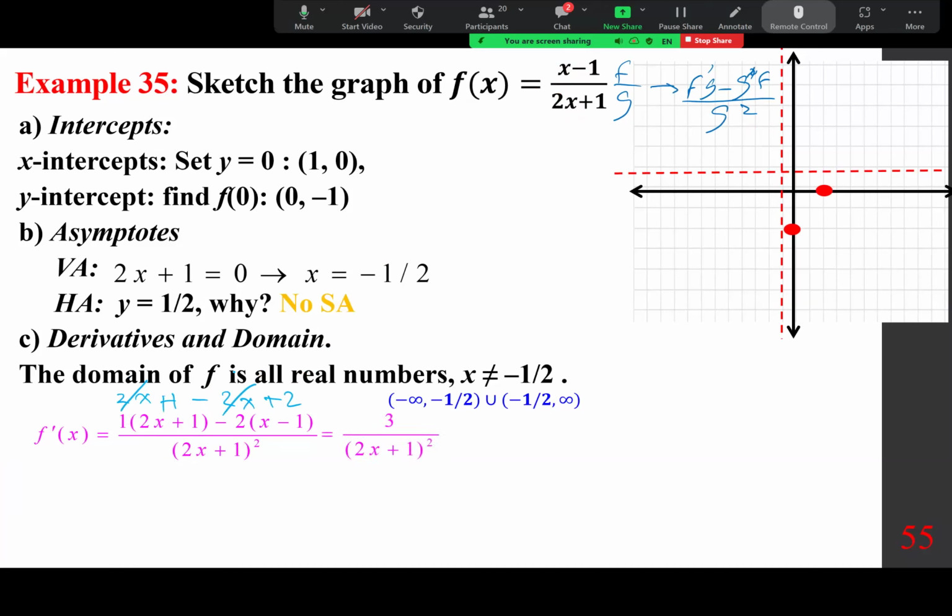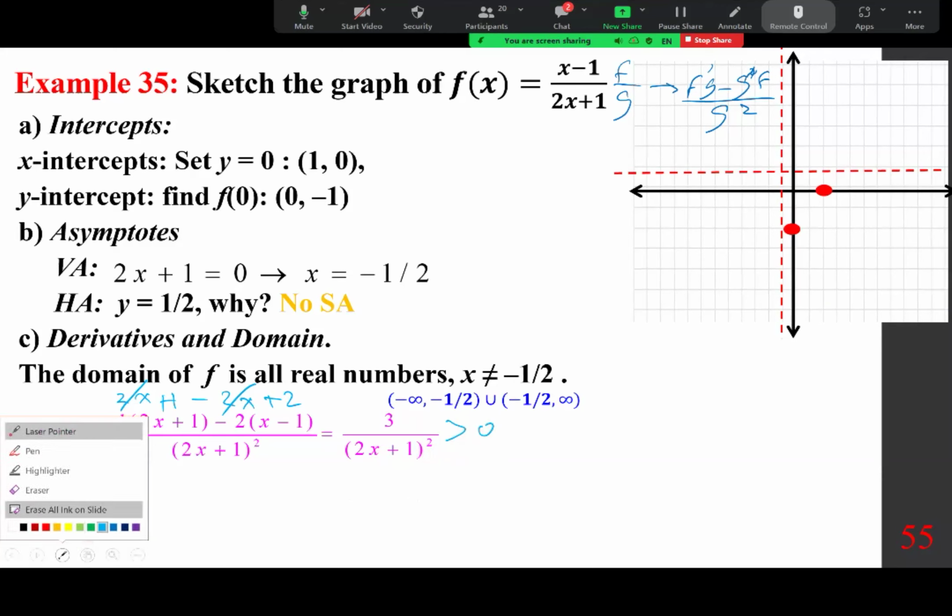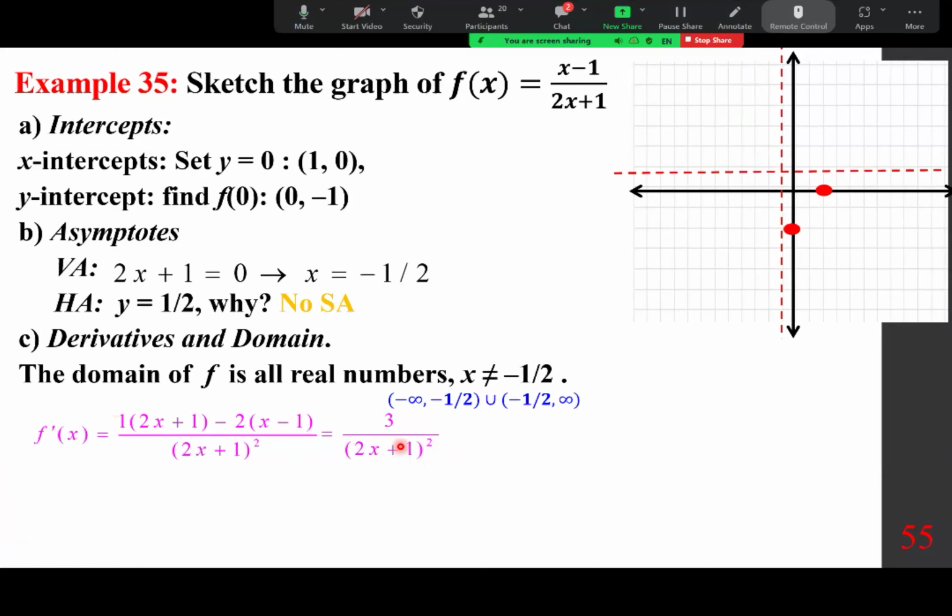Now, before we move on with the sign graph, please understand this is always positive. And the reason it's always positive is because the numerator is positive and the denominator is being raised to the power of 2, so it is positive. The only time it's not is when the denominator becomes 0, which means that x equals negative 1/2. So when I say it's positive, almost always. Maybe I should erase that. But generally speaking, this is positive.